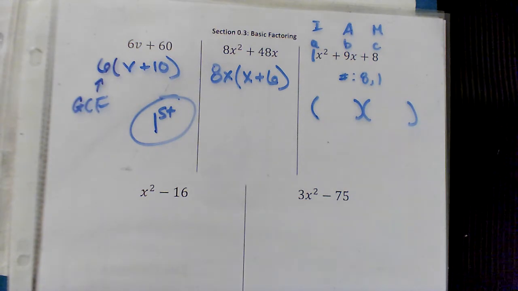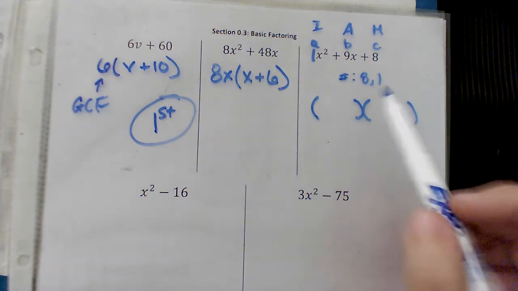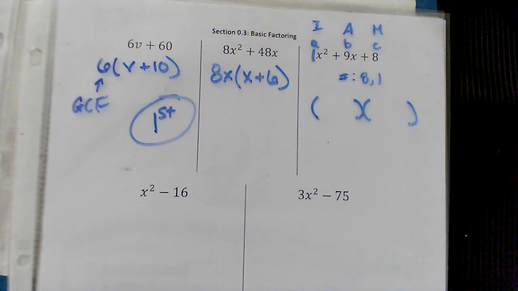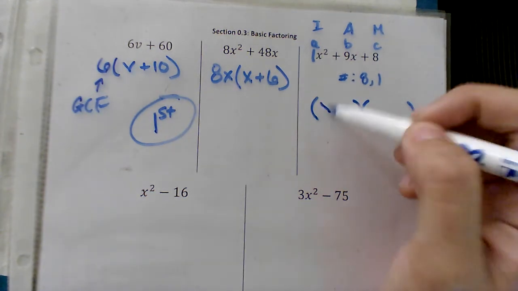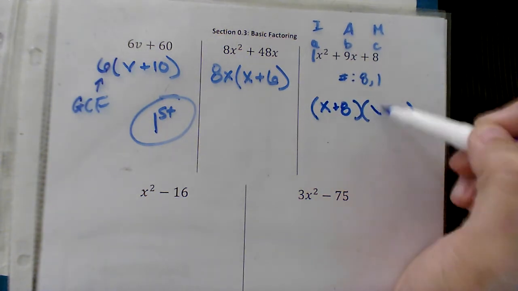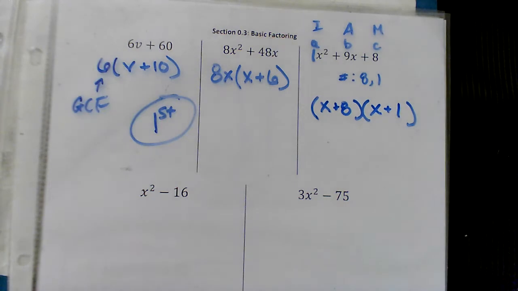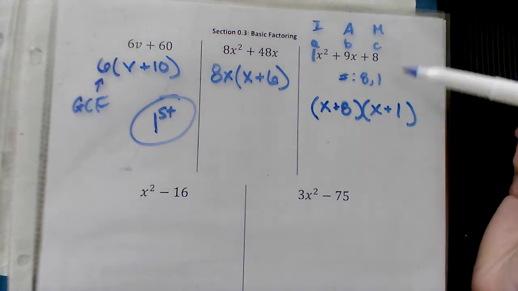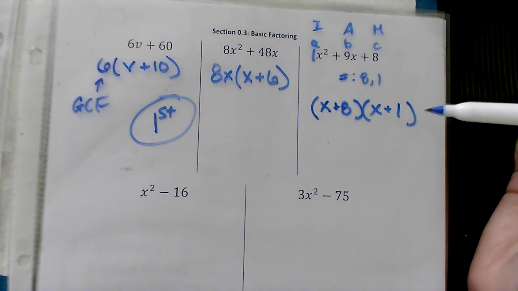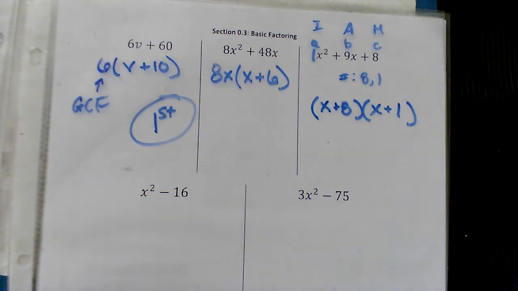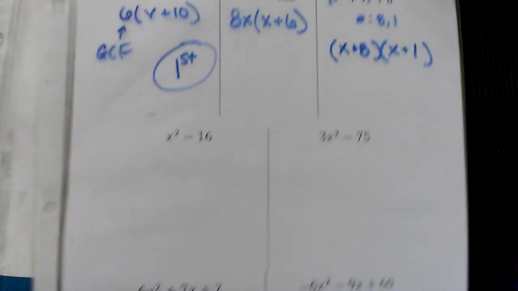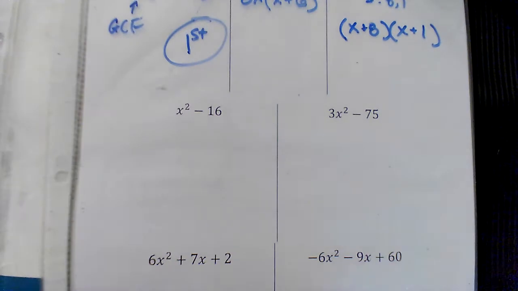So two numbers that multiply to 8 and add to 9, those would be the 8 and the 1. How we use those numbers in our two factors: we have x plus 8 and x plus 1. Are we familiar with that method? Multiply to this, add to this. Perfect. What about the next one?